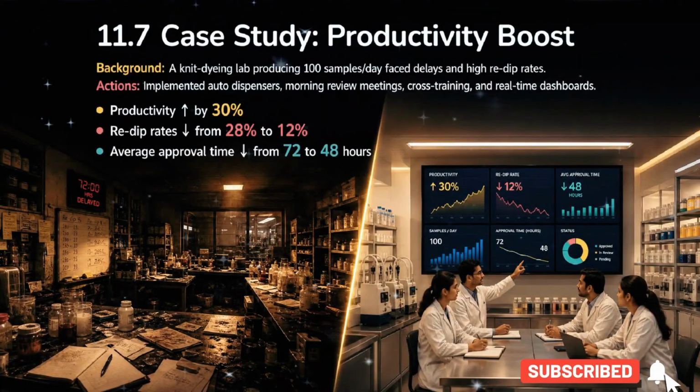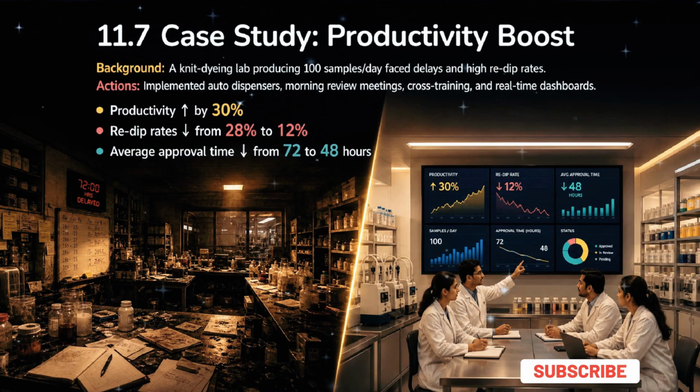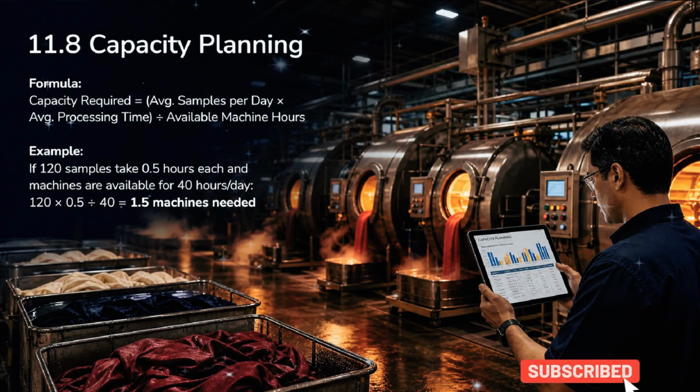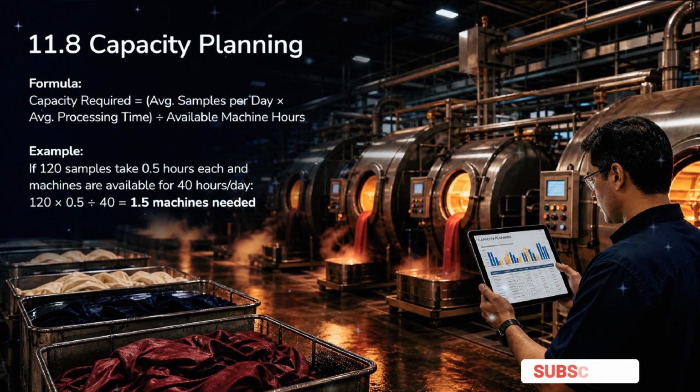This case study illustrates the impact of these strategies. By implementing automation, cross-training, and real-time tracking, a lab successfully increased productivity by 30% and significantly reduced approval turnaround times. Effective capacity planning uses a clear formula to determine how many machines and resources are required. By calculating based on samples per day and processing time, you can optimize your lab's hardware needs.